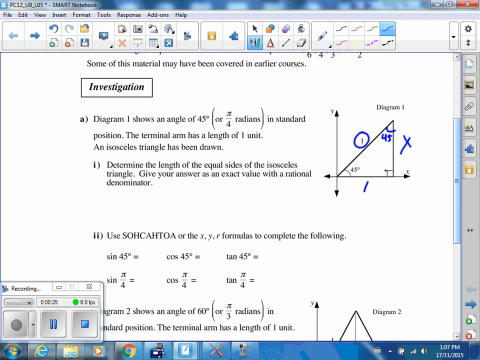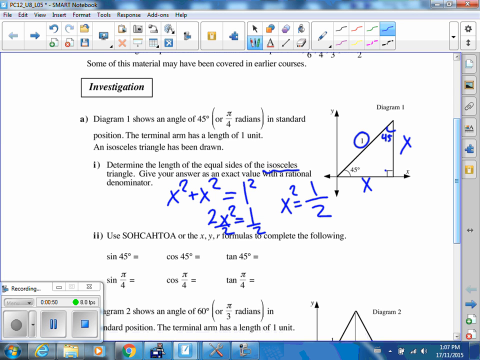And that means these two things must be the same. So it has to be isosceles. So now by Pythagoras' theorem, we can go x squared plus x squared, a squared plus b squared equals c squared, which is my 1 squared or just 1. I can change this to 2x squared equals 1. Dividing both sides by 2, I now get x squared equals 1/2.